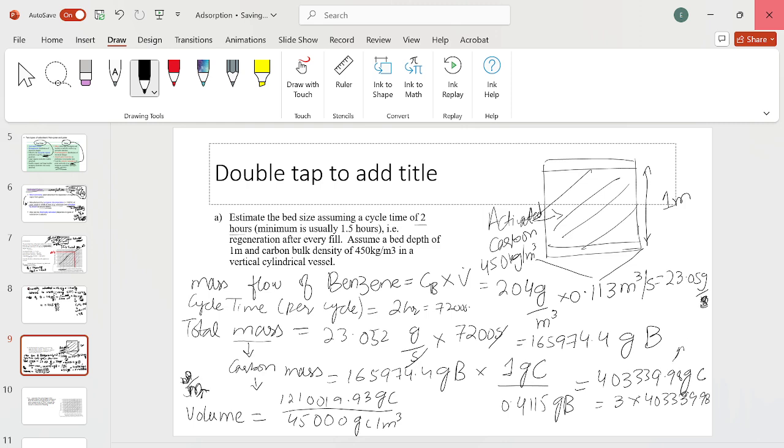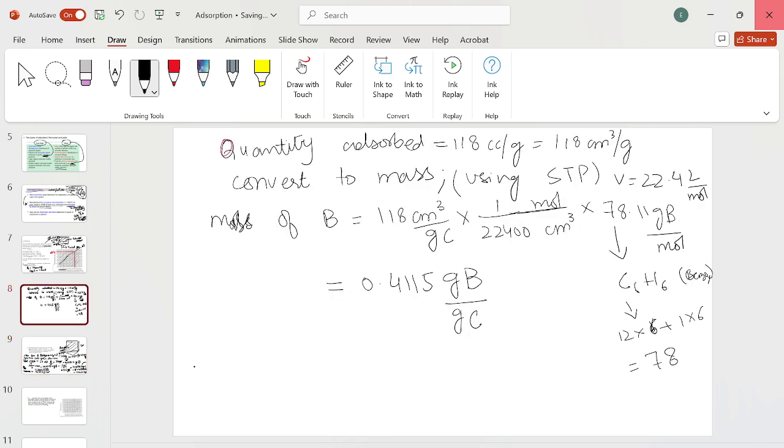That was the minimum mass of carbon required. But for exact calculations, we will use the rule of thumb that it multiplies with at least 3. Let me explain, what is a rule of thumb? It is a multiple of 3. To ensure there is no drop in efficiency, we usually fix 3 times the amount.